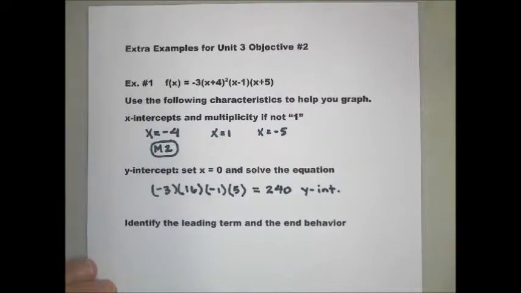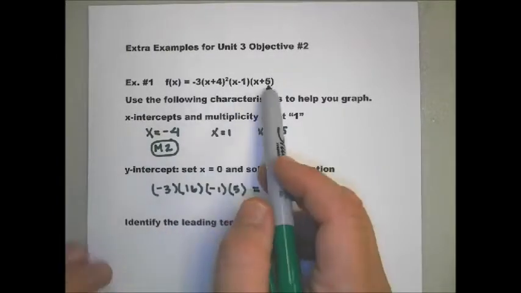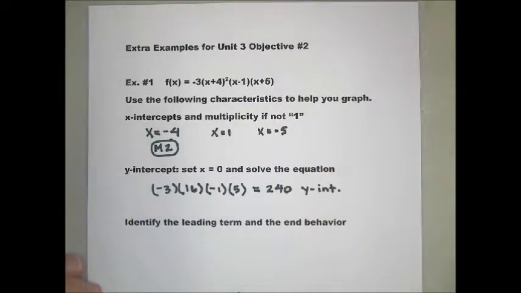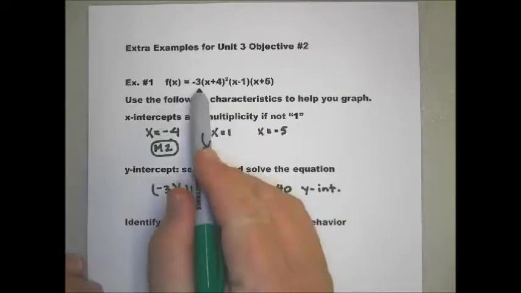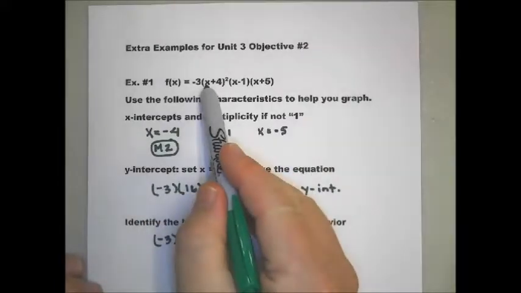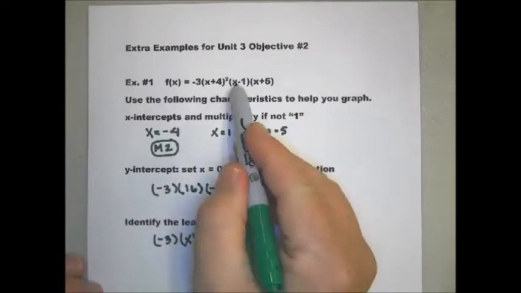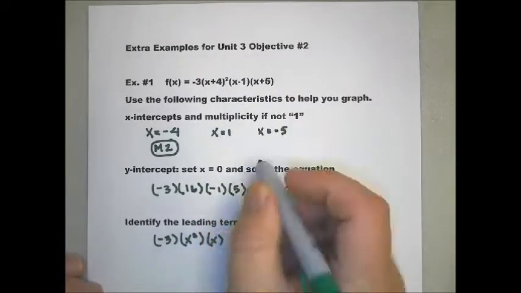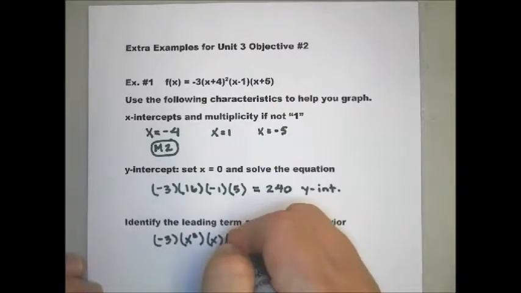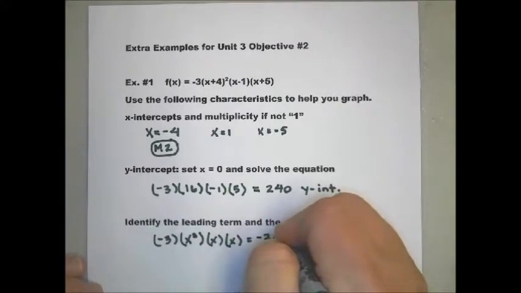Now the last thing we need is the very first term in the expansion. We don't have to expand the whole thing. This would be a nightmare to figure out what this is in its totally multiplied out form. But we do need to figure out the first term. The first term would be -3 times this x squared times this x times that x. So that would be -3x to the 4th power.